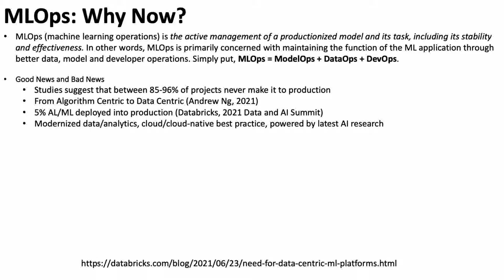So here we have both good news and bad news in 2021. Studies suggest between 85 to 96% of the projects do not make it to production. So the rate is low in terms of going from POC to production.